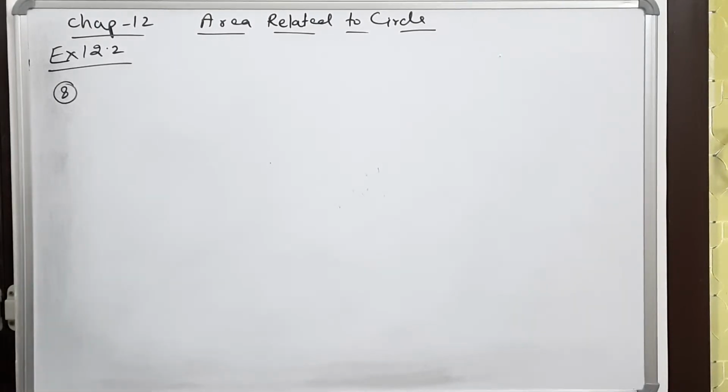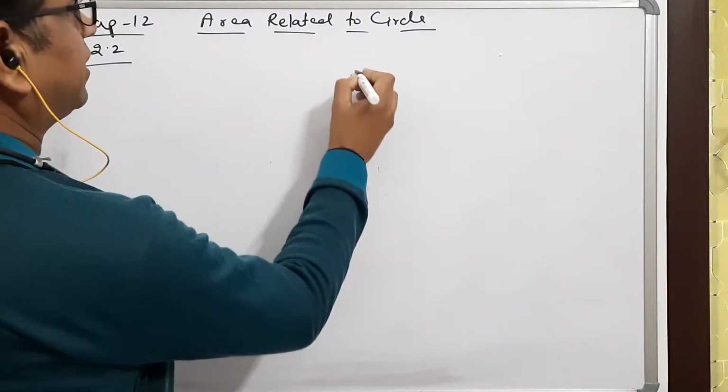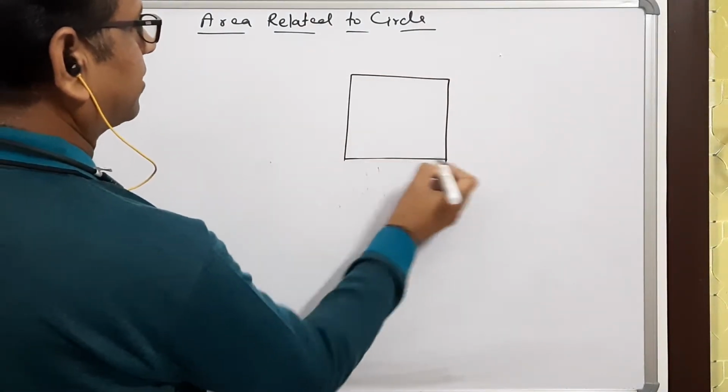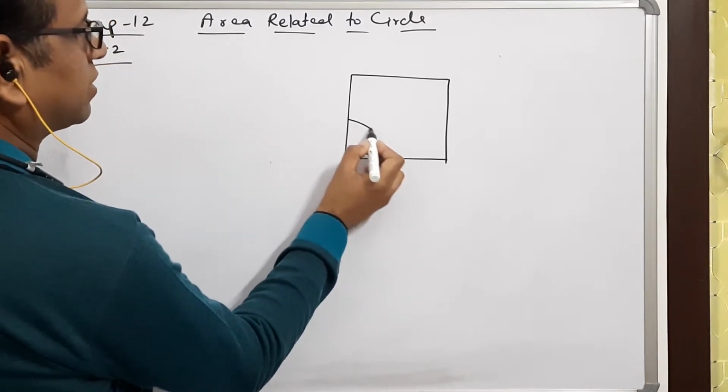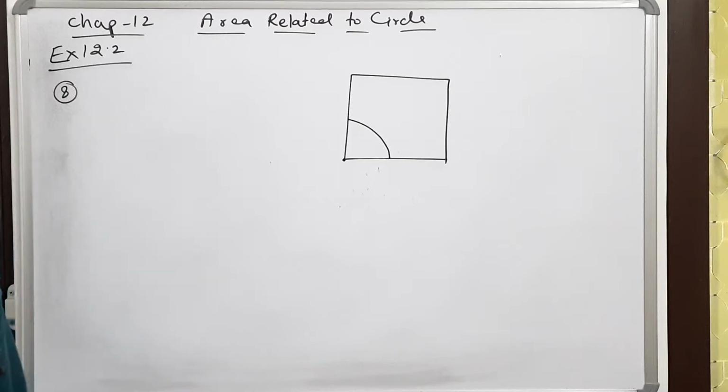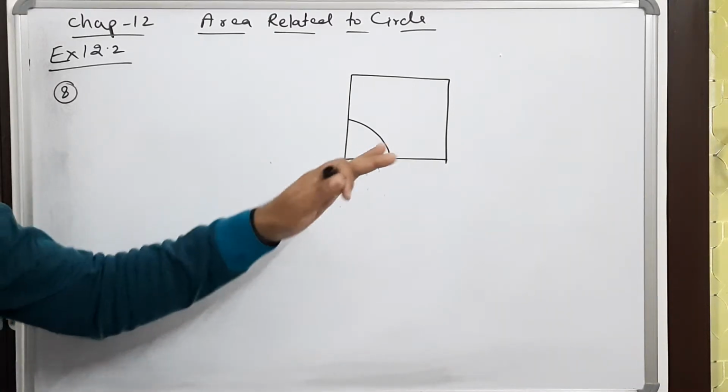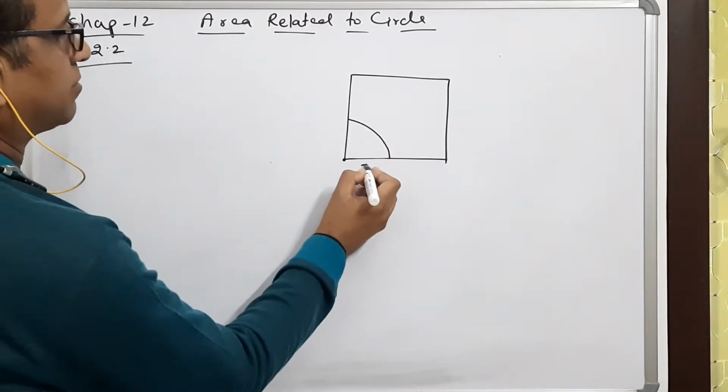Hello students, I am moving forward to exercise 12.2, sum number 8. The problem is a horse is tied to a peg at one corner of a square shaped grass field. See, this is a grass field, it is in the form of a square, and one horse is tied here. The length of the rope by which the horse is tied is 5 meter.